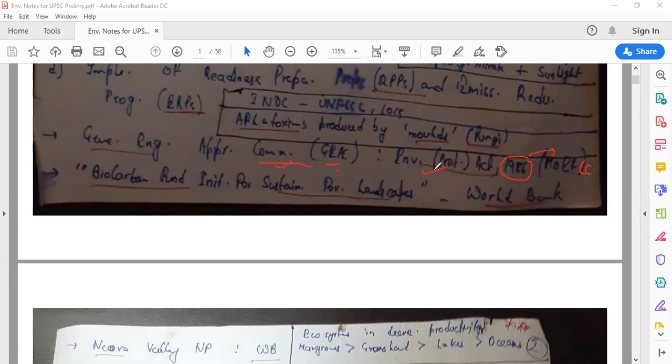Now, the BioCarbon Fund Initiative for Sustainable Forest Landscapes. So this is the BioCarbon Fund Initiative for Sustainable Forest Landscapes. It is under the World Bank. Who supports it, or leads it? The World Bank leads it. The BioCarbon Fund Initiative for Sustainable Forest Landscapes.